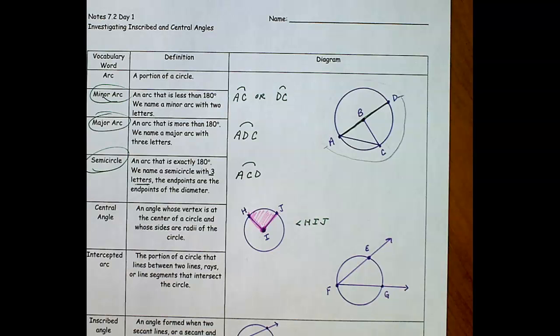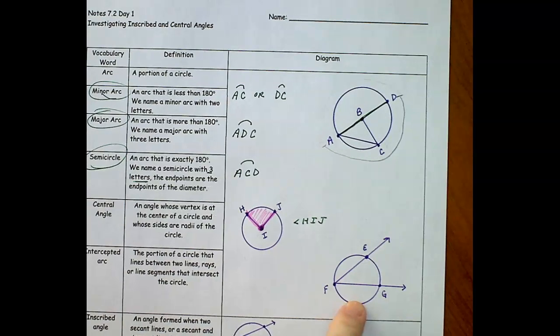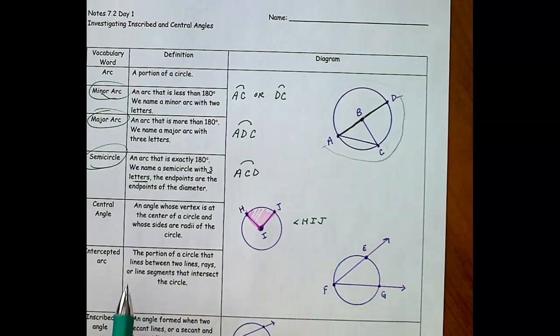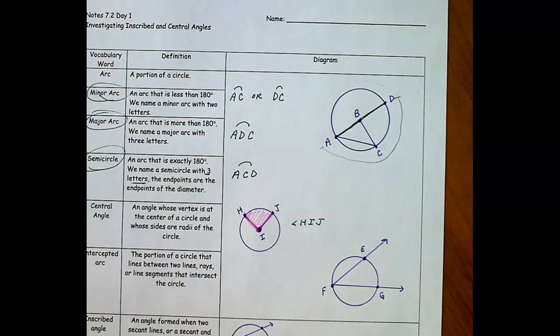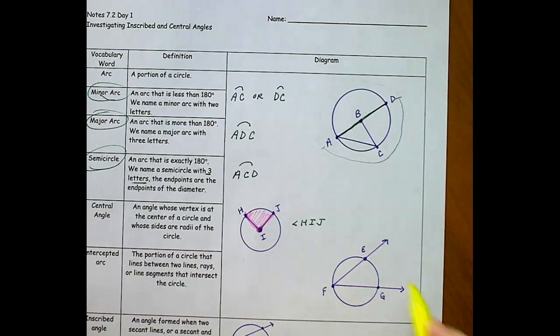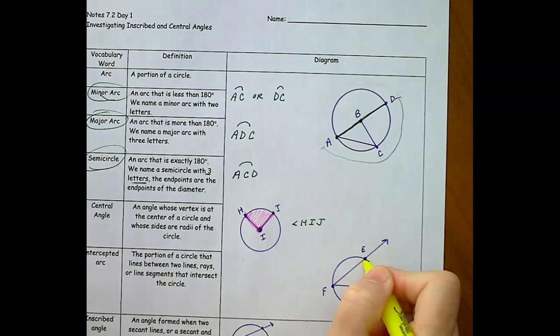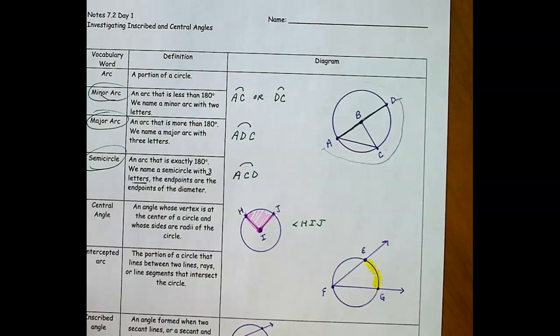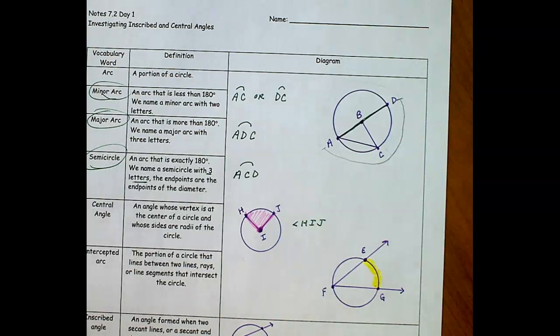Next definition is going to be an intercepted arc. I just drew a random picture. It could be all different types of pictures, but the definition is the portion of the circle that lies between 2 lines, rays, or line segments that intersect the circle. So usually you're going to have some kind of intersection. So these guys here, the arc that's going to be intersected is going to be EG.